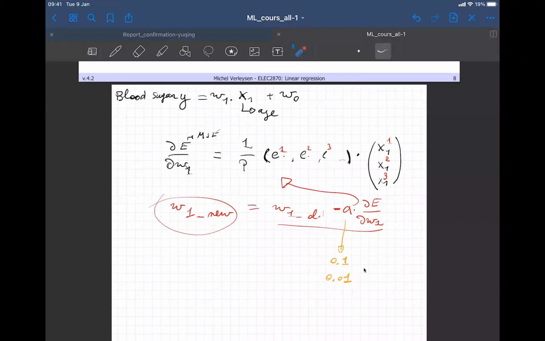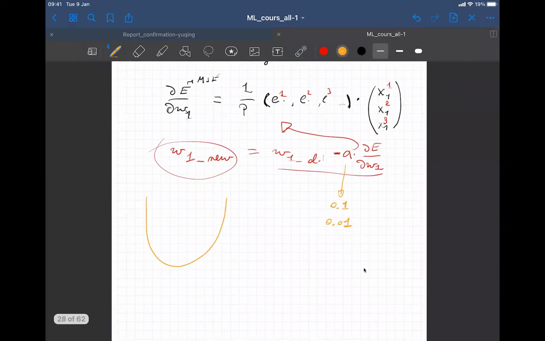Technically, you could take any range, but you have to be careful, like I explained before. Oh, it doesn't work. If you live in a beautiful world, then this curve is convex and you can have a good minimum. But you see, if alpha is too small, you do baby steps and you will take time to converge.